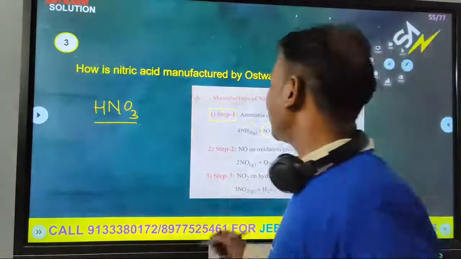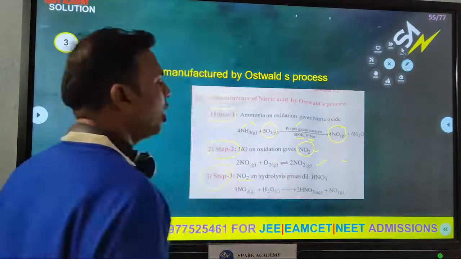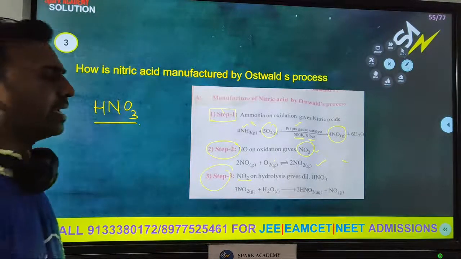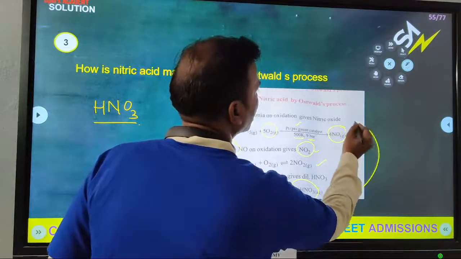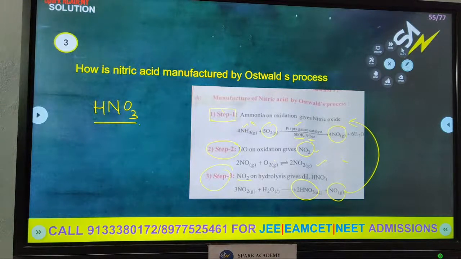In the third step, that is step 3, nitrogen dioxide on hydrolysis gives HNO3, and the byproduct is again nitric oxide. So this is the Ostwald process. So the Ostwald process contains how many steps? 3 steps.